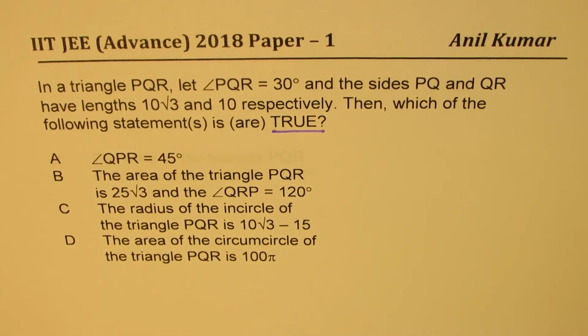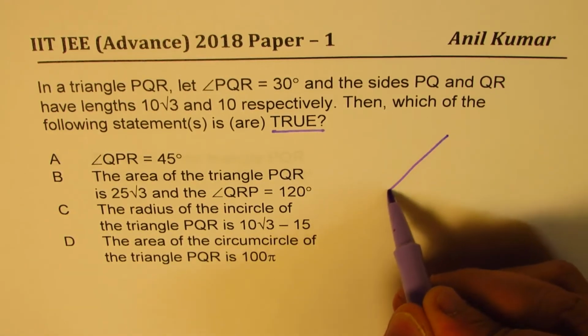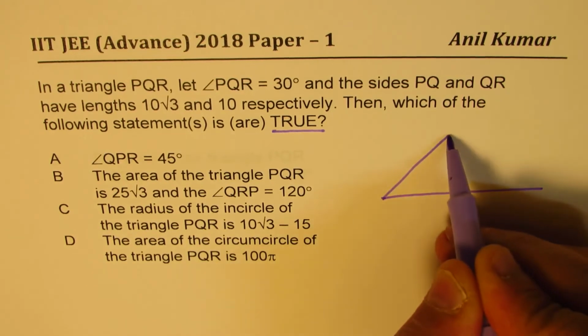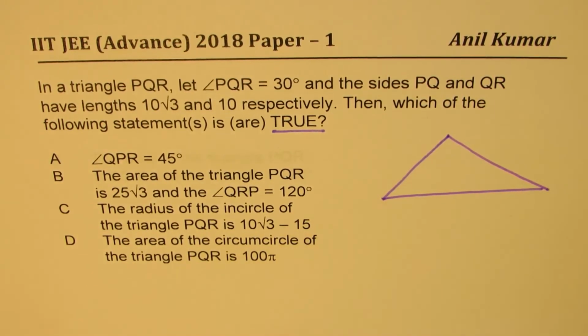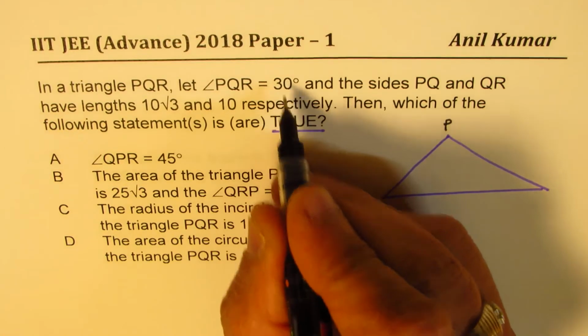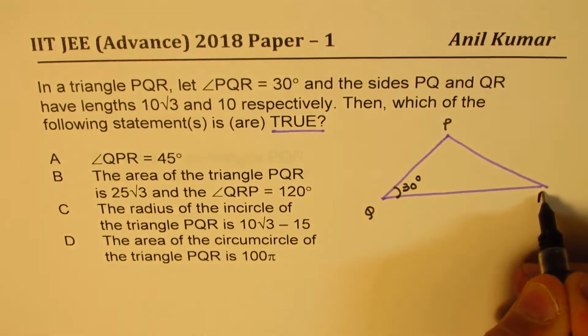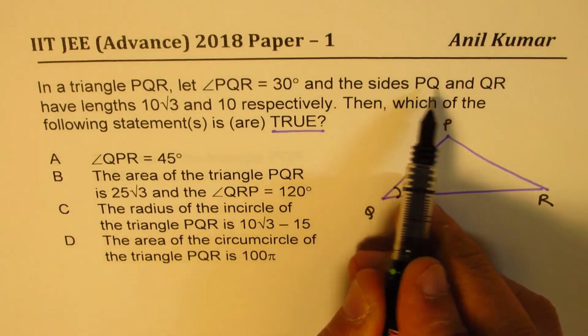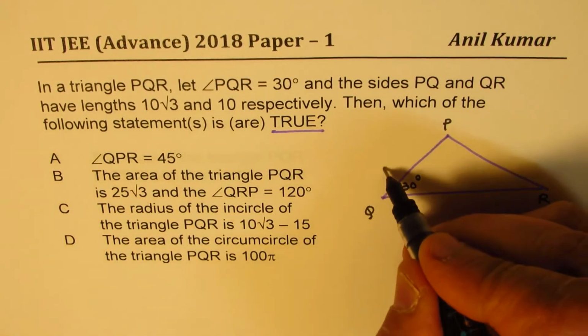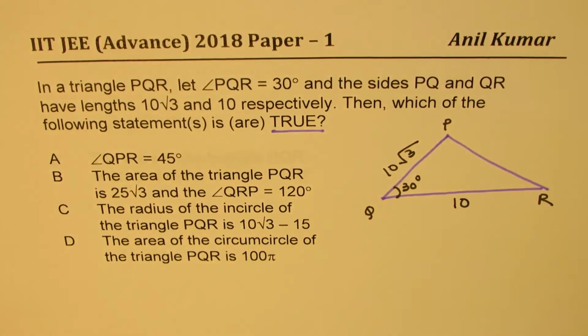Now this is relatively a simple question. Let us see how to answer this. So we'll first make a sketch. So we have a triangle PQR here. We are given that the triangle PQR has an angle PQR of 30 degrees. So this angle is 30 degrees. And we are given the sides PQ and QR are 10 square root 3 and 10 respectively. The drawing is not to scale for sure.